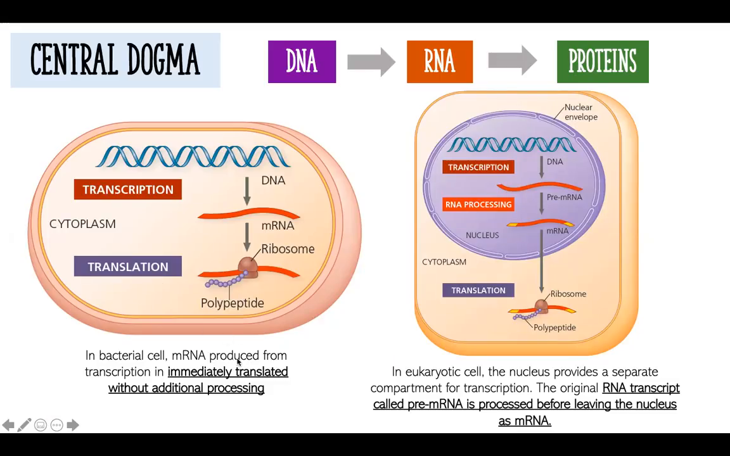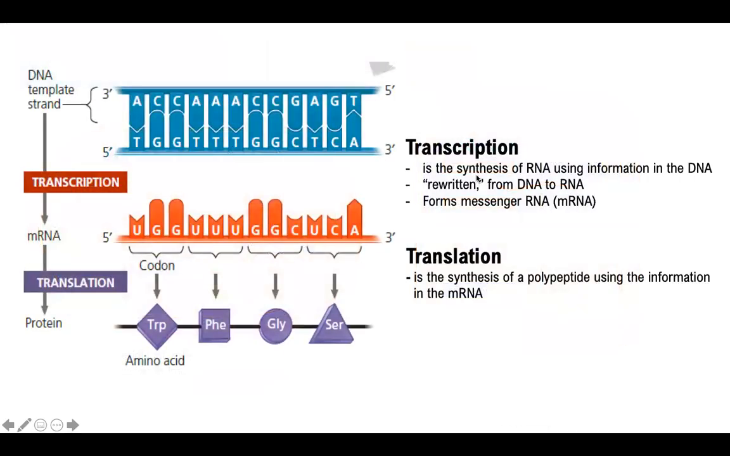So in a bacterial cell, mRNA is produced from transcription. Immediately, that mRNA is translated without further processing. For the eukaryotic cell, the presence of the nucleus provides a separate compartment, and the original RNA transcript called pre-mRNA is processed before leaving the nucleus as mRNA. So in the process of transcription in eukaryotes, the initial product is what we call the pre-mRNA. And that pre-mRNA will undergo several processes of RNA processing to make that mRNA to be utilized for translation.